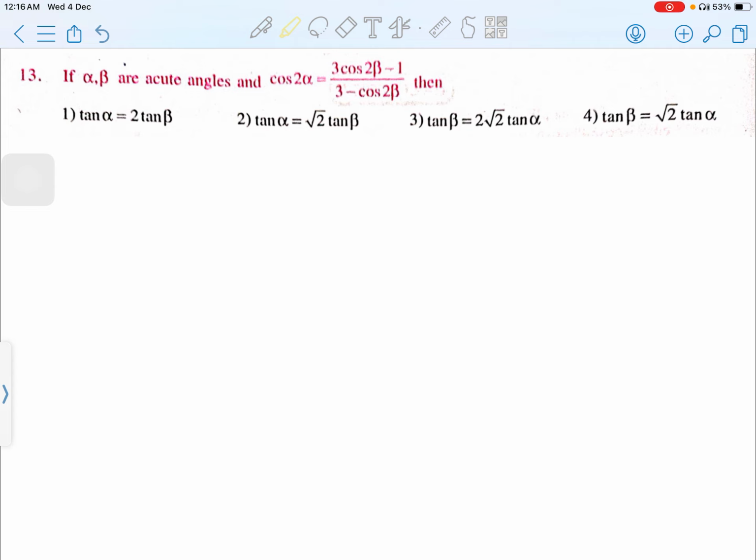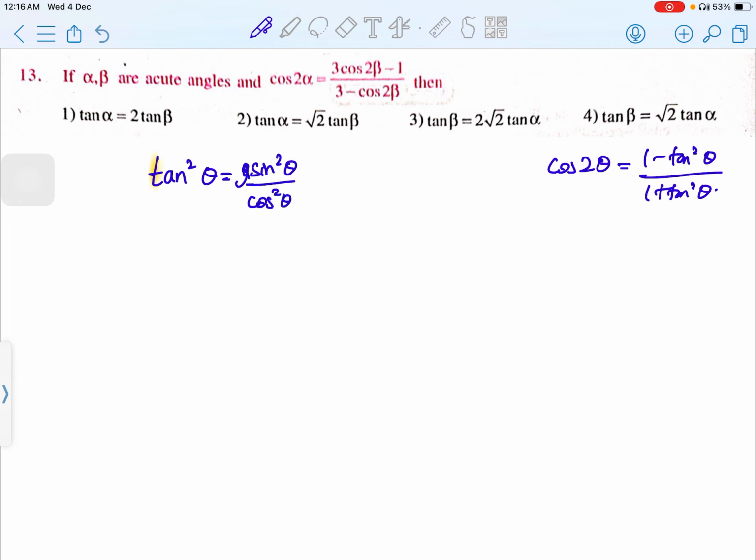So we have a formula to relate tan and cos. Tan square is equal to, we all know cos 2 theta equals 1 minus tan square theta by 1 plus tan square theta. This everyone knows. But in terms of tan square equal to sin square by cos square, multiply and divide by 2. 2 sin square means 1 minus cos 2 theta, divided by 1 plus cos 2 theta.